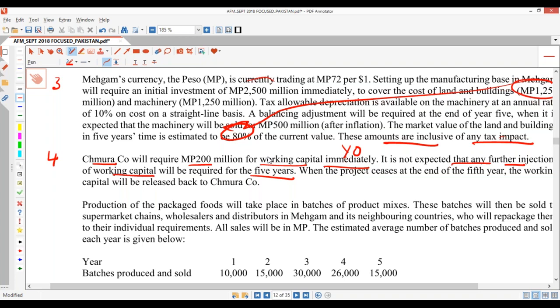Whenever there's a working capital change every year, students are still not very clear. So make sure you practice on that type of question. Okay. In this case, it's straightforward.